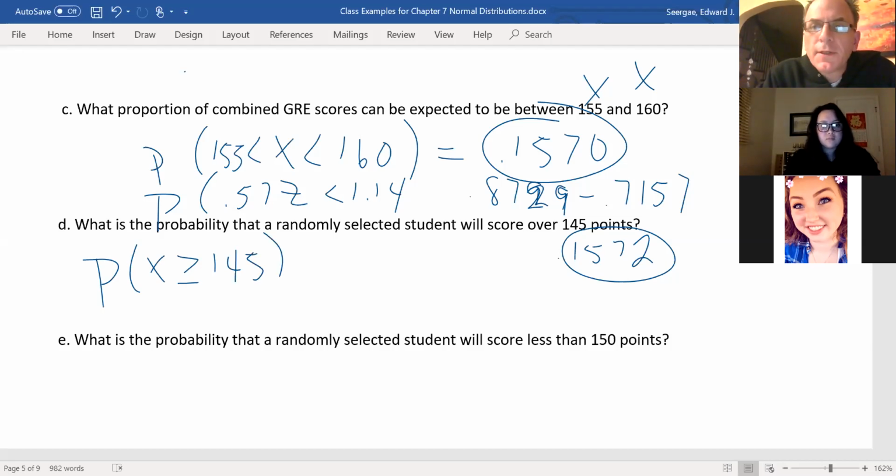Okay, if you're using StatCrunch, you go right in there, put your same mean, same standard deviation, and look for the area to the right of 145. If you're using Z-scores, what are you going to do with that 145? Change it to a Z-score, okay?